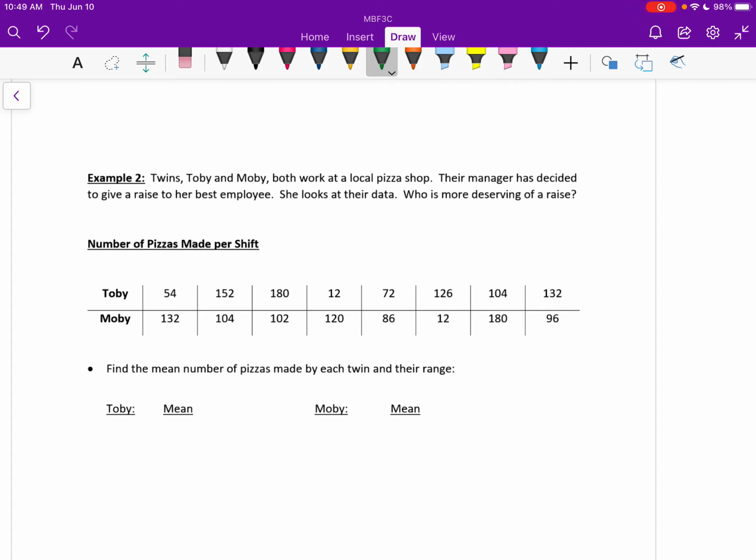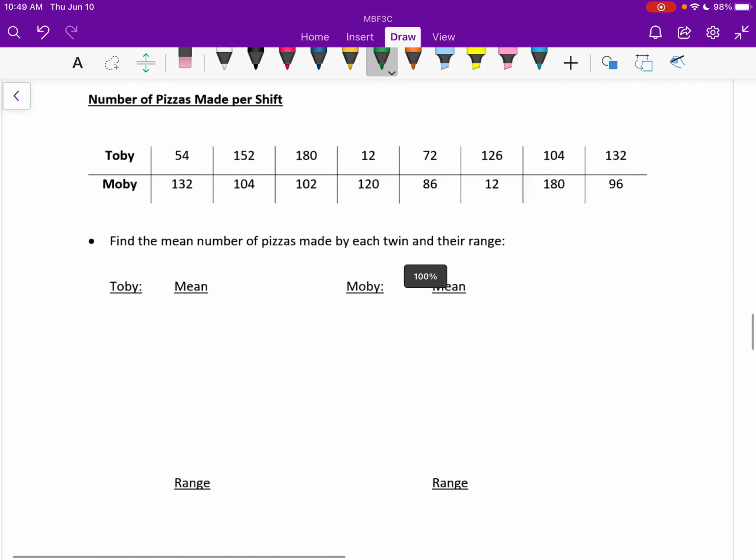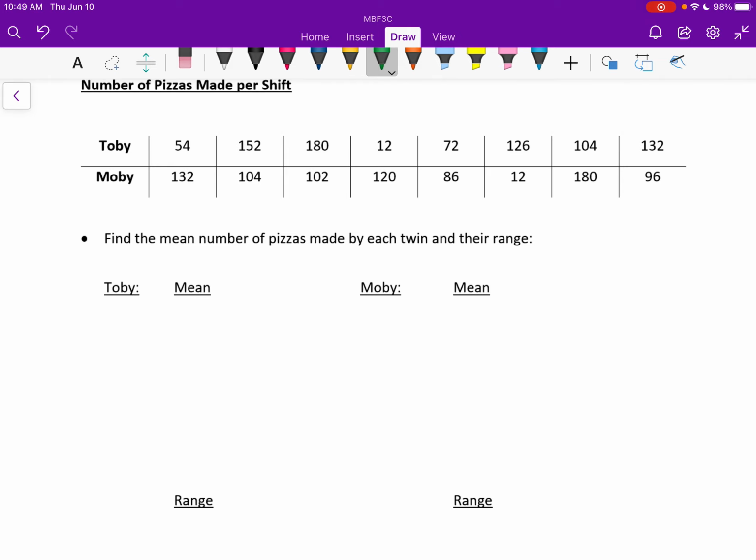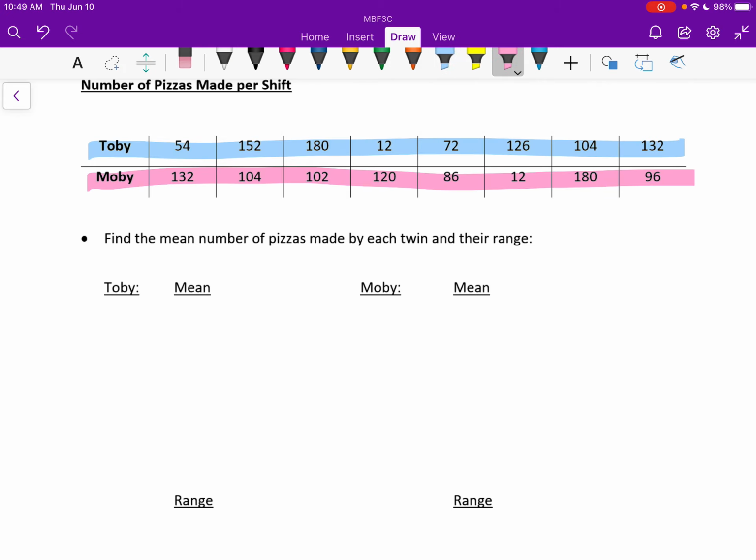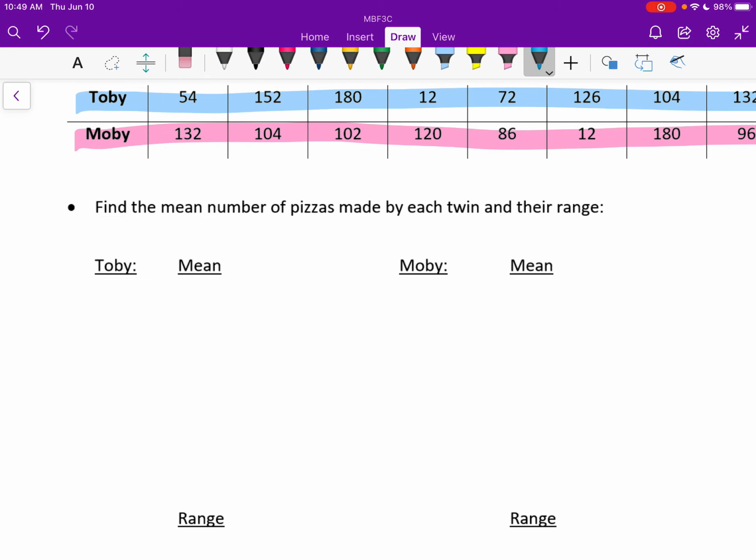The first thing you're naturally going to do is be like, okay, whoever makes on average more pizza per shift, right, should deserve the raise. Let's go find who makes the most pizza per shift. So let's do Toby first. I'm going to do Toby in this blue color, and we'll do Moby in pink, right? So let's do Toby's number of pizzas.